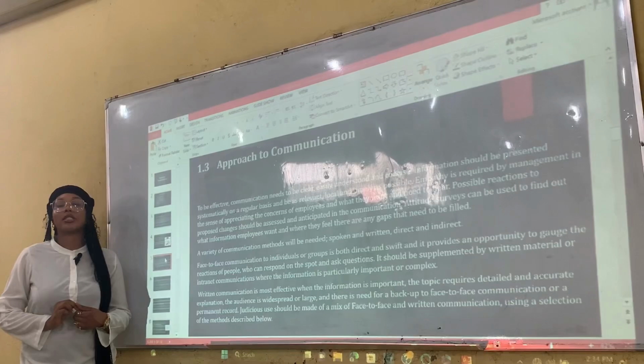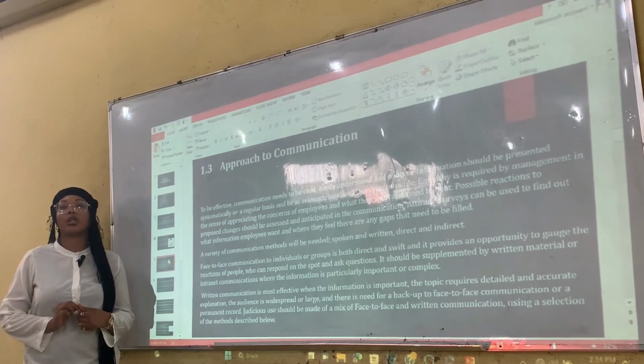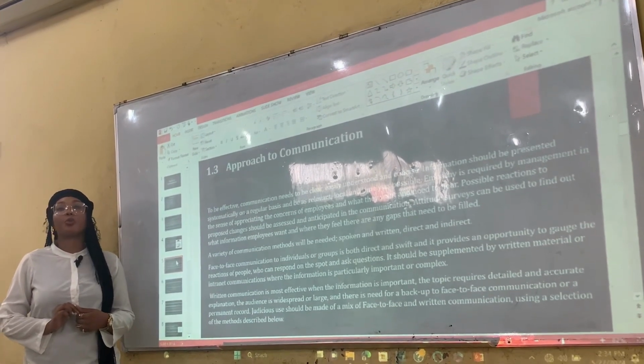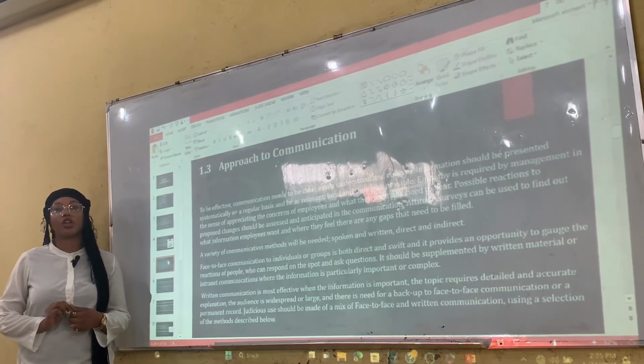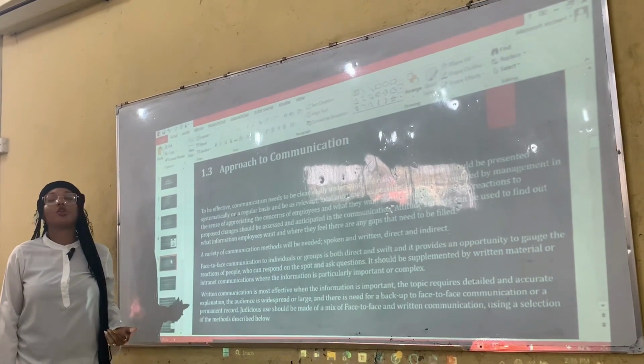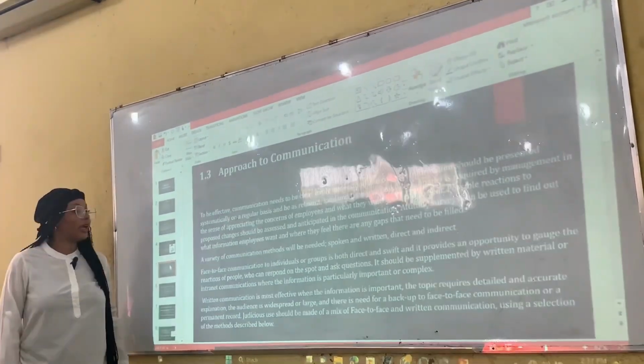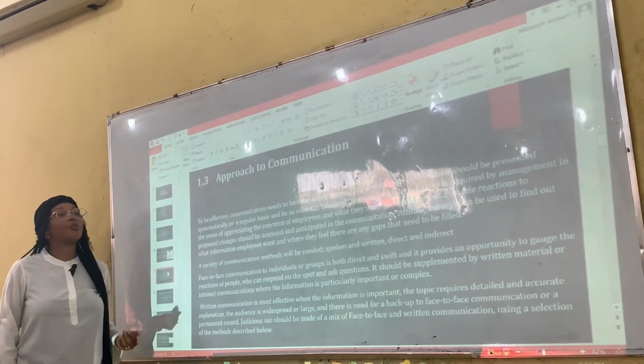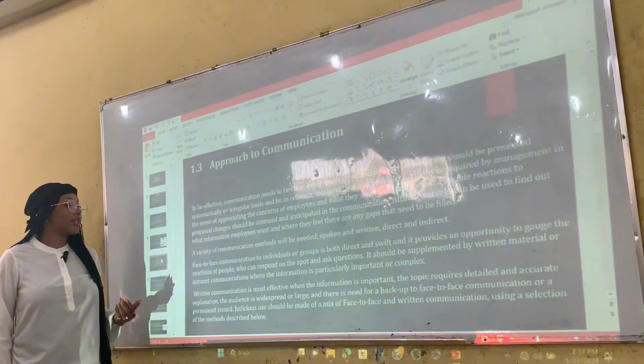Empathy is required of management, in the sense of appreciating the concerns of employees and what they want management to do. Positive reactions to questions should be assessed and explained in communication. Attitude surveys can be used to find out what information an employee wants. A variety of communication methods will be needed: spoken and written, direct and indirect.